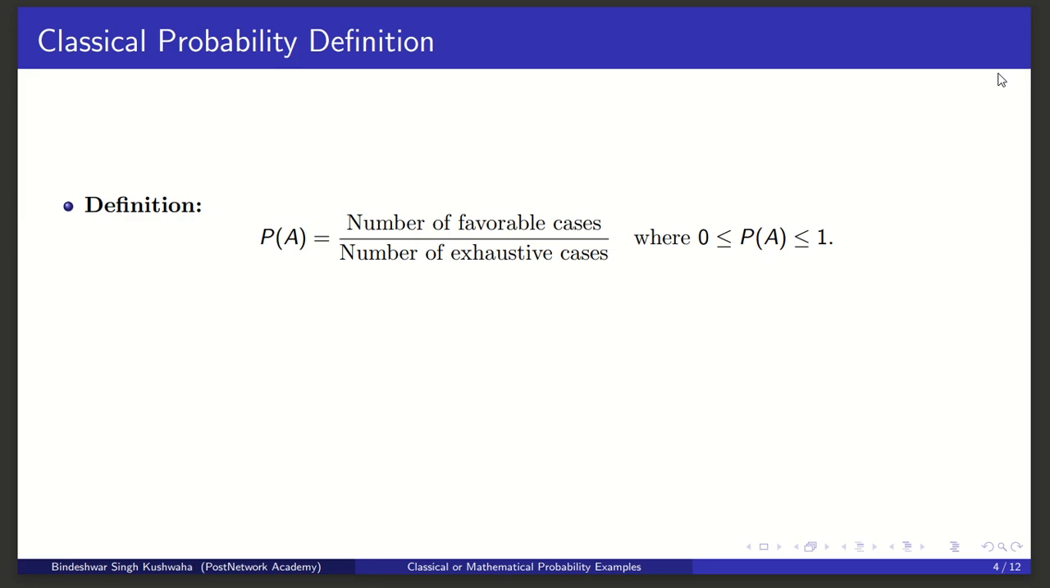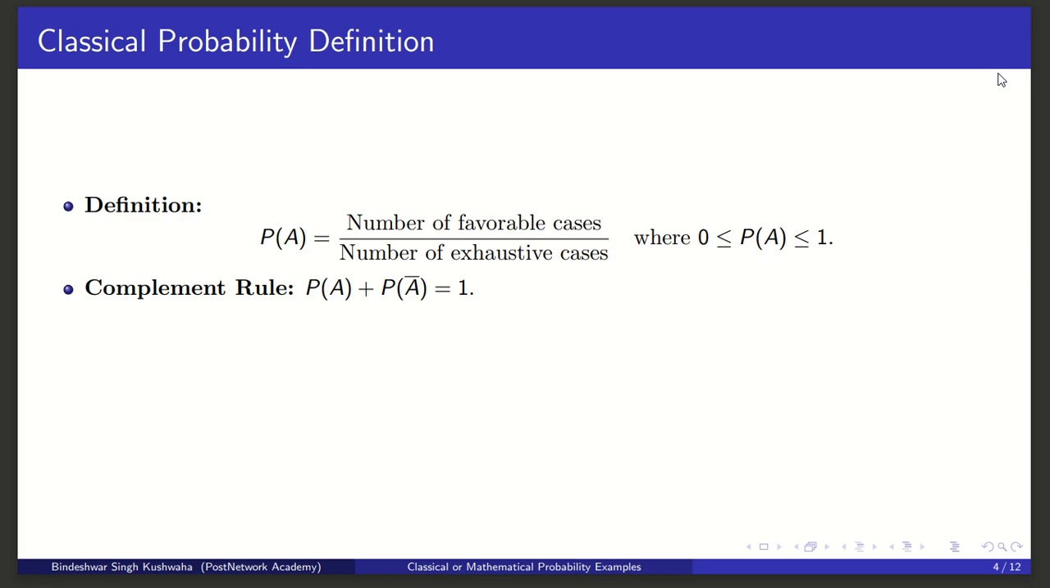The definition of classical probability is P(A), where A is an event. The probability of an event A is the number of favorable cases upon the number of exhaustive cases, meaning total cases, where P(A) lies between 0 and 1. And the complement rule: the probability of A plus the probability of its complement is always 1.